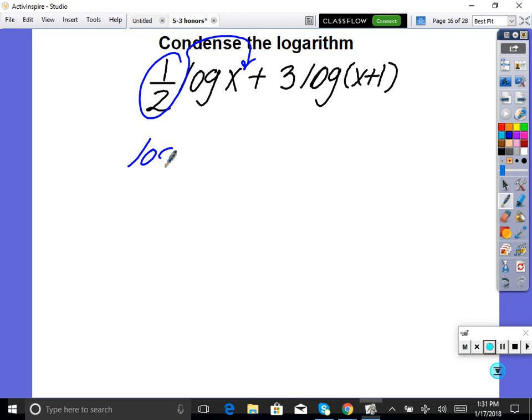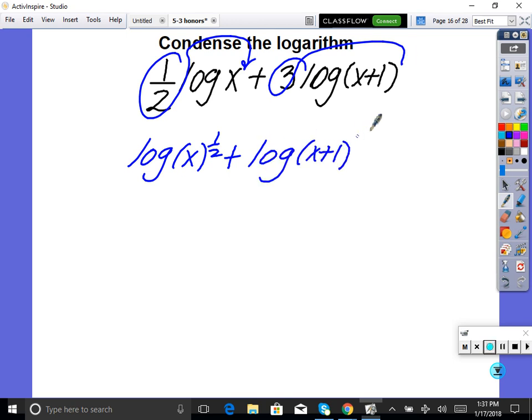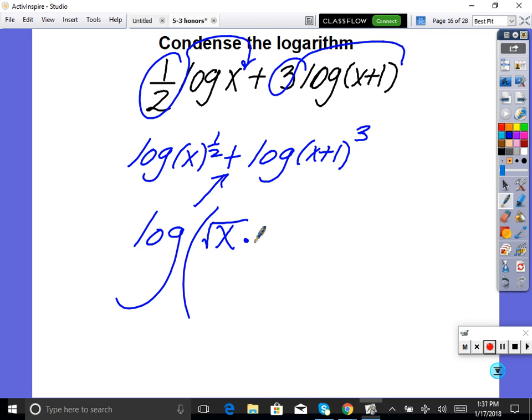So we have log of the base x of 1/2 plus, that's got to come up, log of x plus 1 to the 3rd. When you add, you multiply. So log of the square root of x times x plus 1 cubed. Did you get it right? Yes.